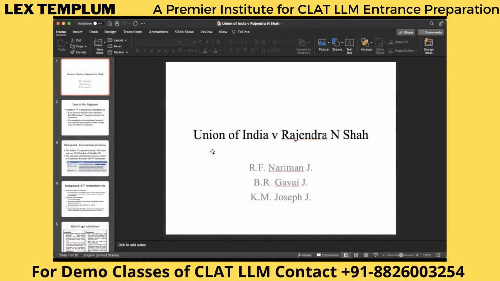Friends, we are back with our law snippet series, and today we will be discussing a very important judgment, Union of India versus Rajendra N. Shah. It is a 2021 judgment of three judges: Justice Nariman, Justice B.R. Gavai, and Justice K.M. Joseph. The majority judgment is given by Justice Nariman and Justice Gavai.